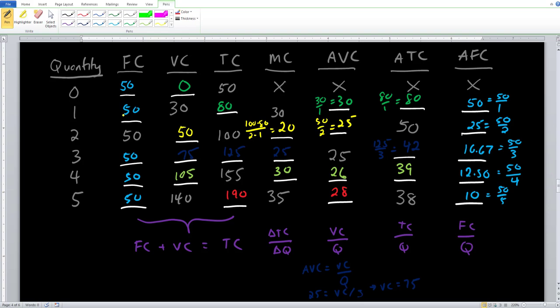So as quantity increases, what happens to MC? What happens to AVC, ATC, and AFC? What type of slopes do you think they're going to be taking? And that's going to be exactly our next step, to see exactly what the shapes of these curves look like, because that will give us a very nice graphical illustration of the cost curves, and that will help segue us into later chapters as well.